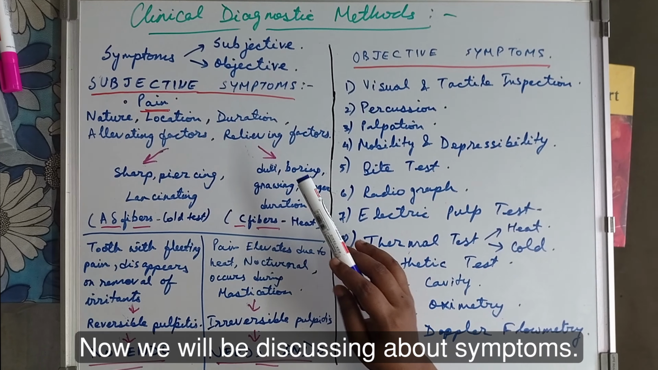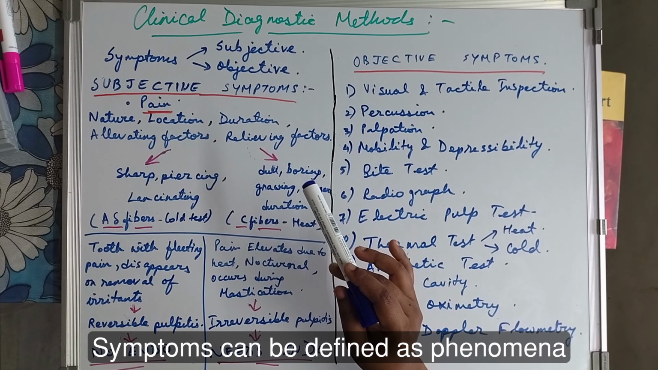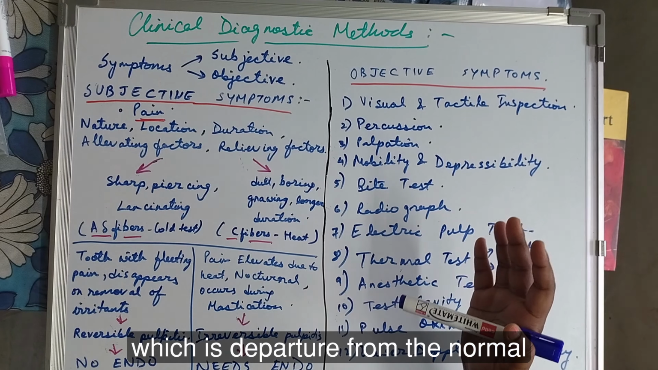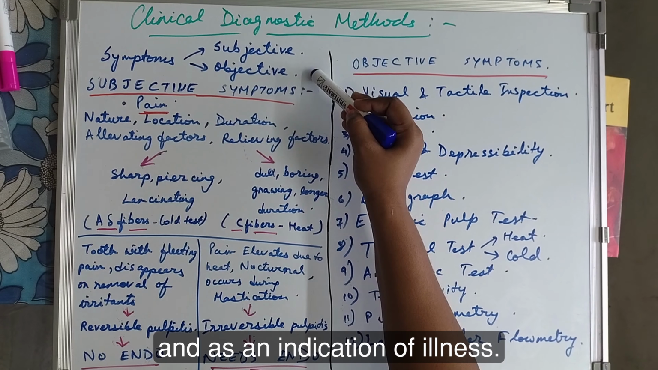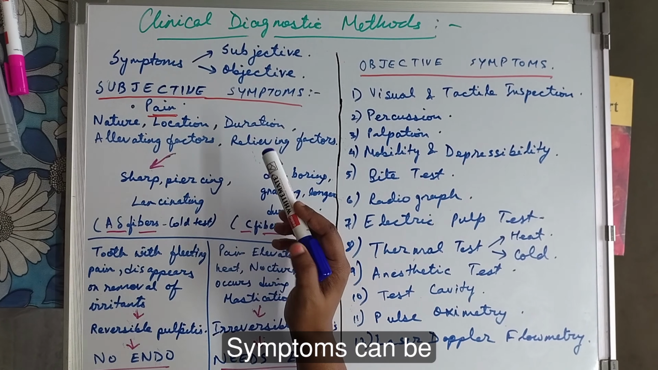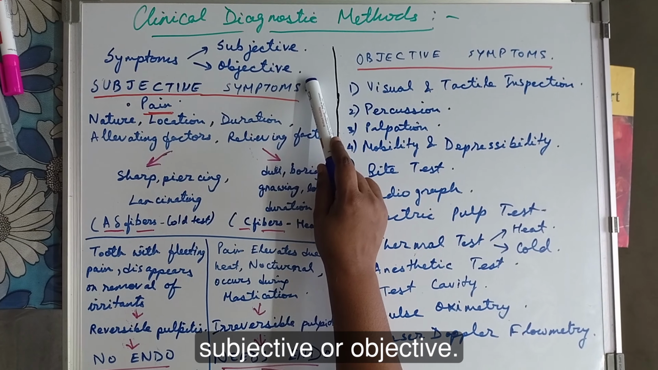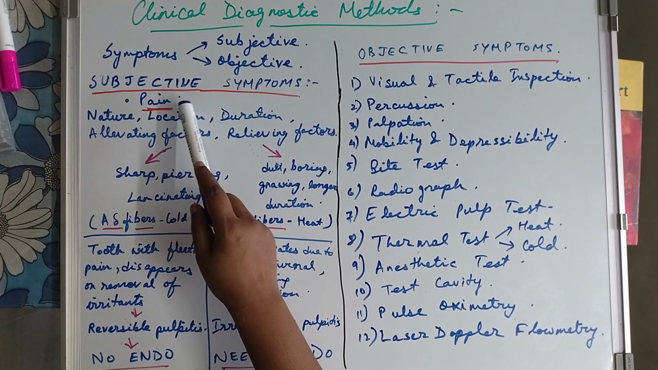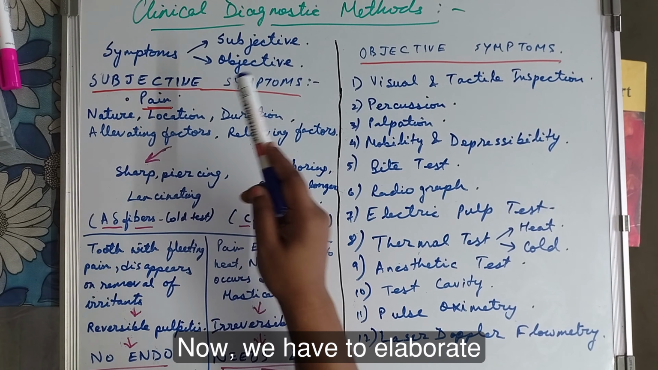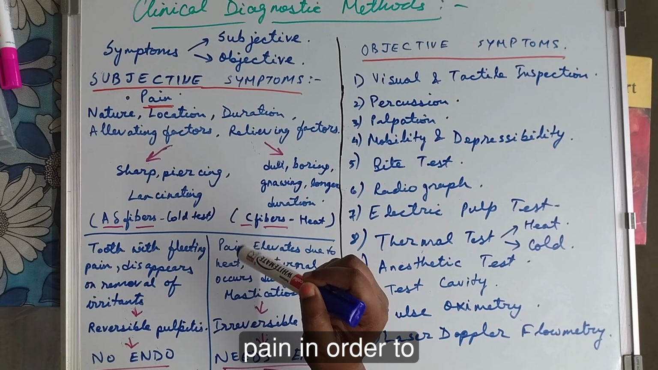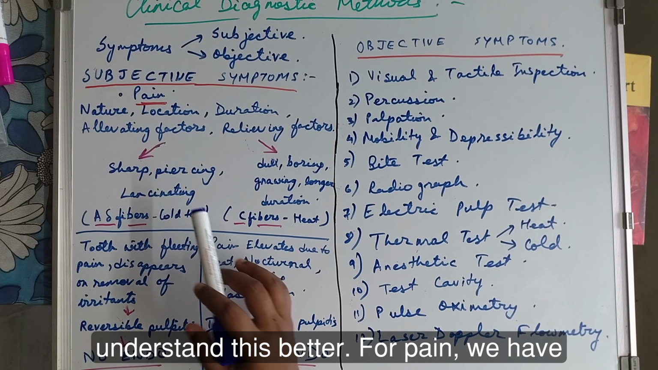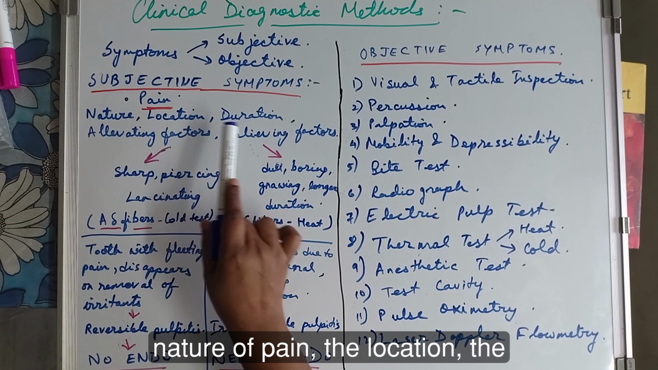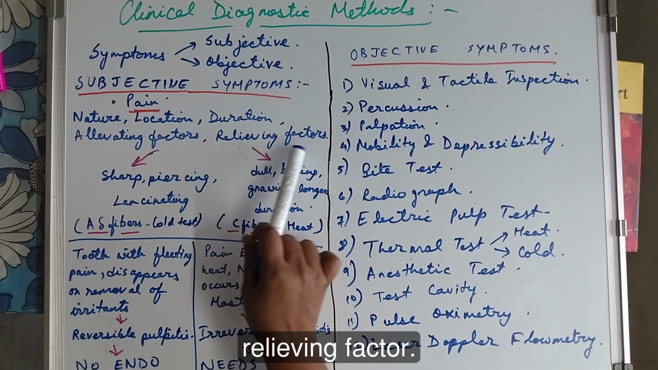Now we'll be discussing symptoms. Symptoms can be defined as phenomena which are a departure from the normal and an indication of illness. Symptoms can be subjective or objective. Subjective symptom is pain. Now we have to elaborate on pain in order to understand it better. For pain, we have to elicit all the questions such as the nature of pain, the location, the duration, the aggravating factor, the relieving factor.